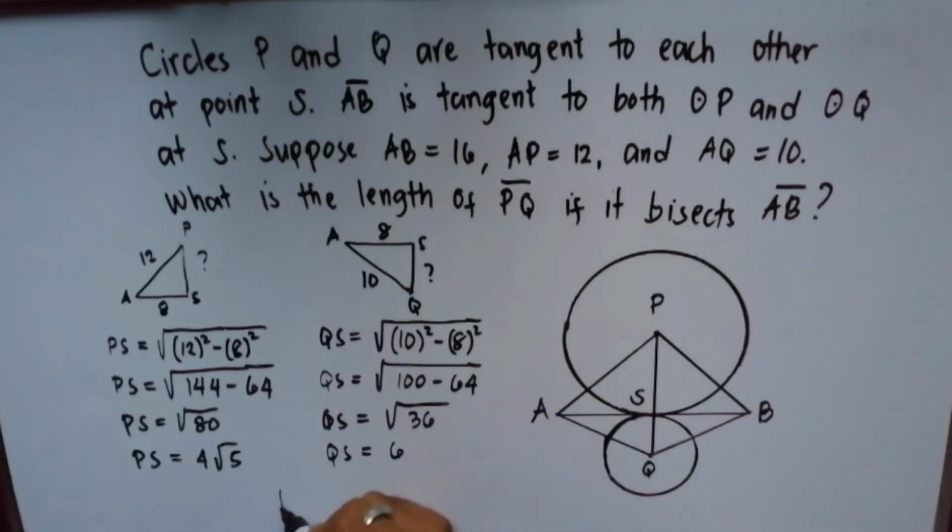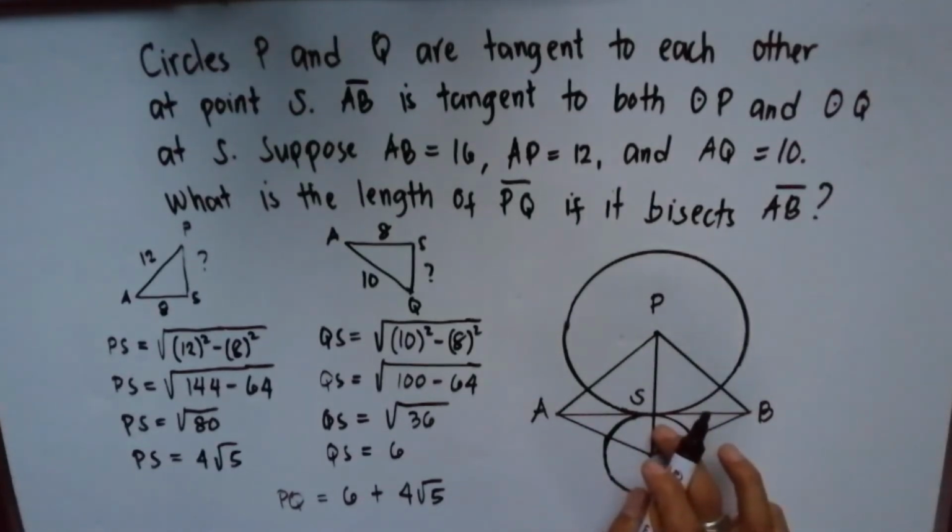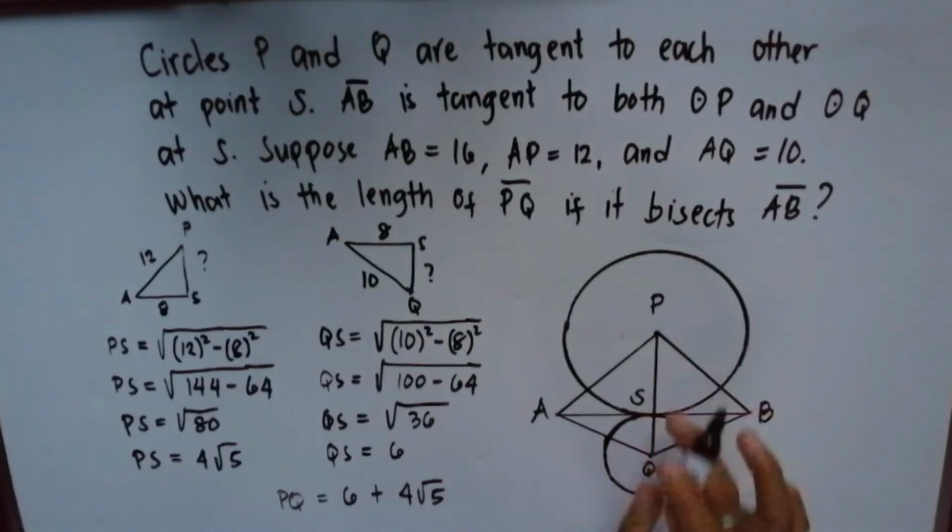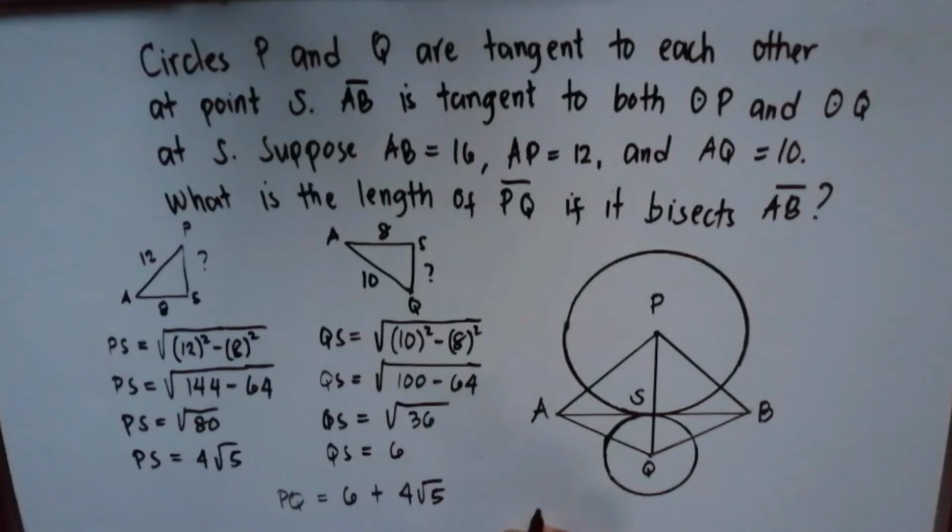Then, what is the length of PQ? So PQ is equal to 6 plus 4 square root of 5. The length of QS, this one, plus this length, PS, and that is the length of PQ.